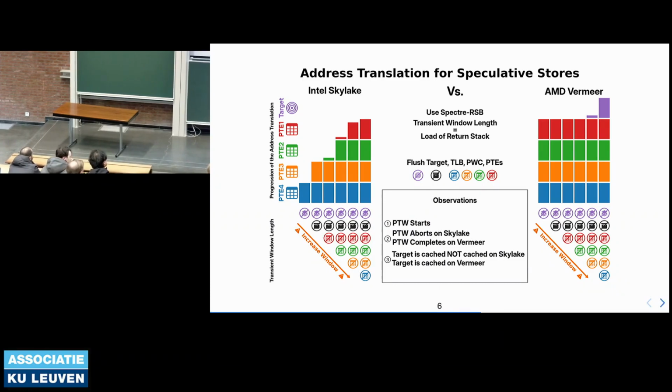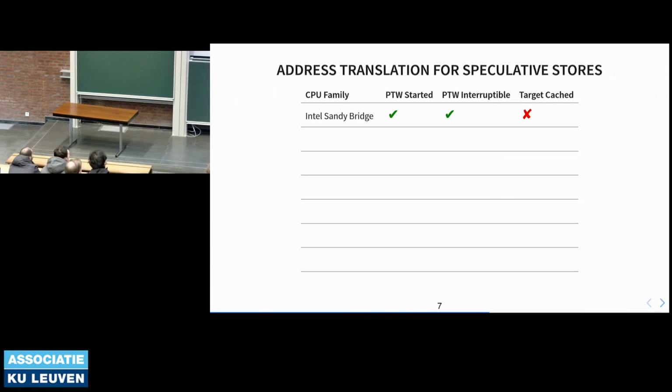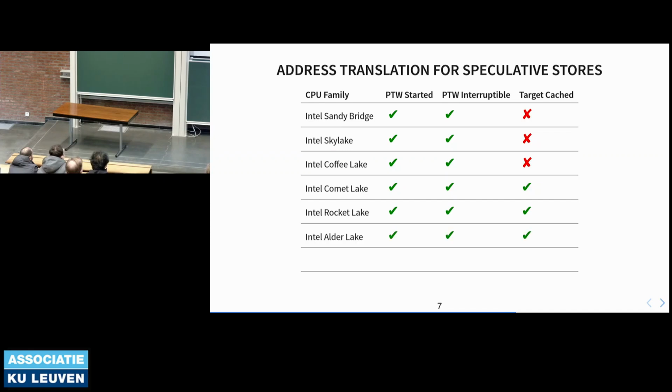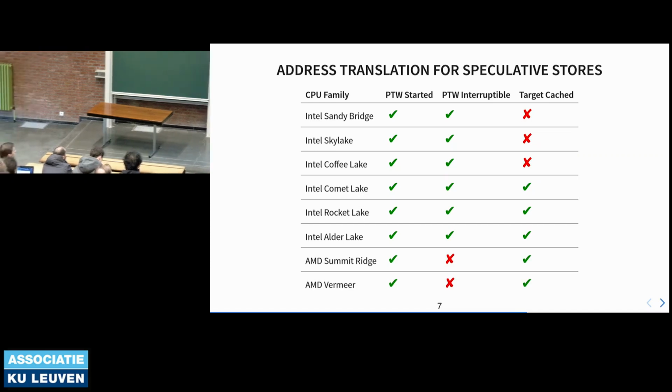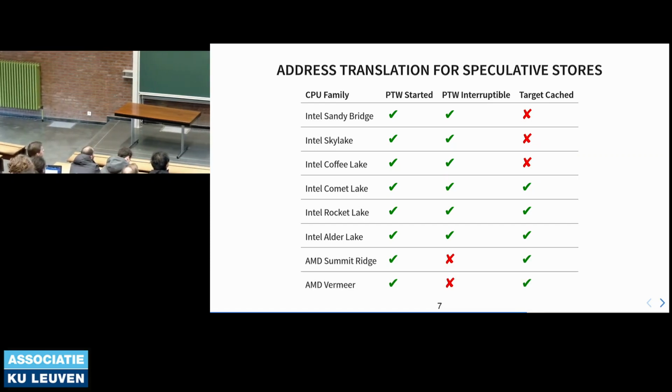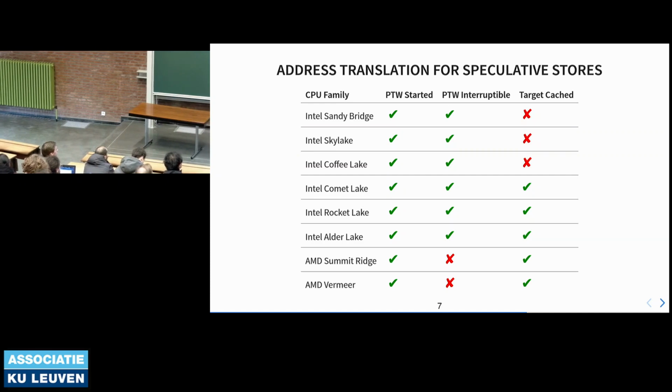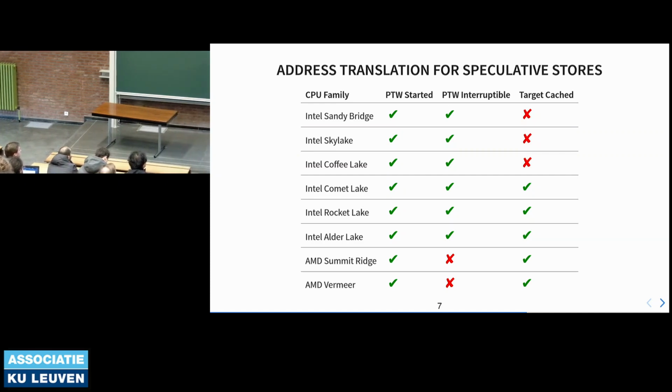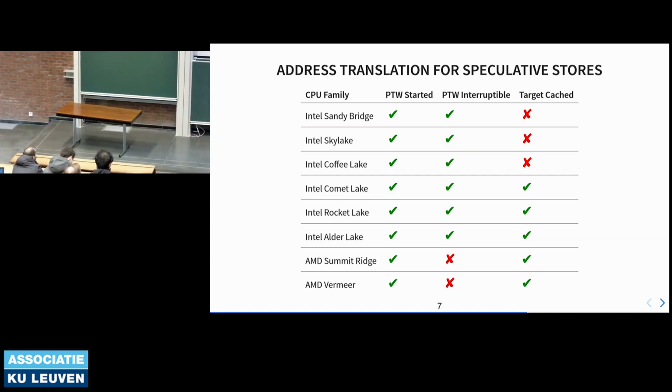And we can now analyze this in more detail on more CPU generations. We see that for Intel Sandy Bridge, Skylake, and Coffee Lake, the target isn't cached, but the page table walk is abortable, and the page table walk always starts. On newer Intel generations, the target is actually also cached, similar to AMD. And on AMD Summit Ridge and Vermeer, we observe that the page table walk is not interrupted, so it always progresses to completion, the target is also cached, and the page table walk always starts.